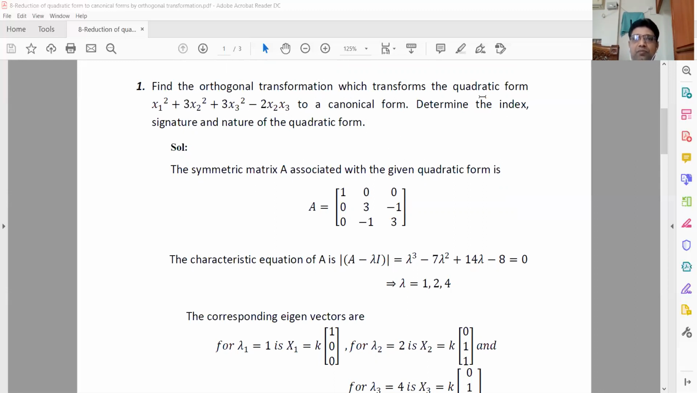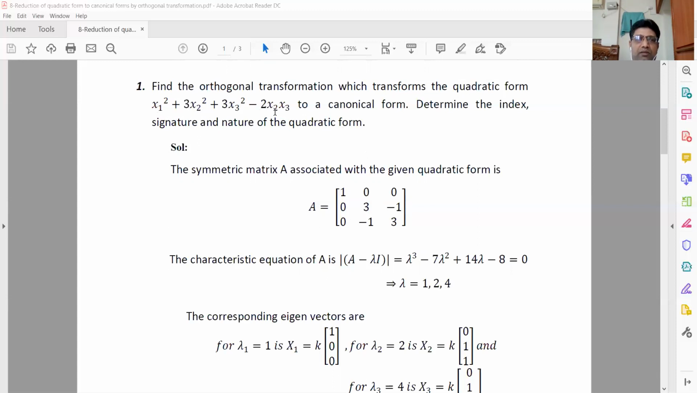Now the quadratic form is supplied to you. The first job we have to do is write the associated symmetric matrix for the given quadratic form. We are naming the symmetric matrix as A. How to write the symmetric matrix? First, write the coefficients of squared terms along the principal diagonal. What are the square terms here? X1 square, X2 square, X3 square. Their coefficients are 1, 3, 3, so 1, 3, 3 comes along the diagonal.